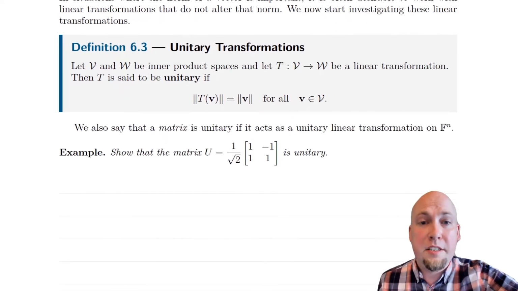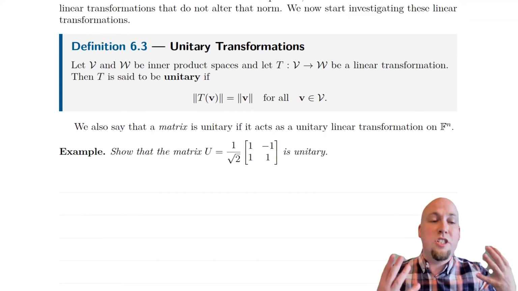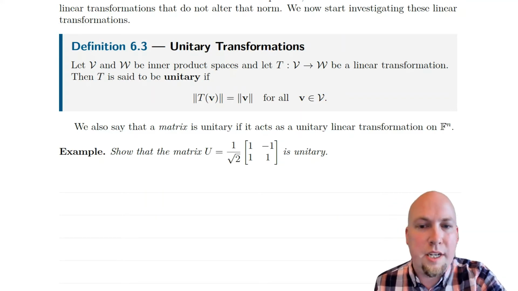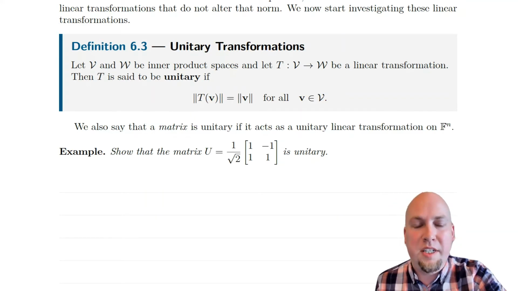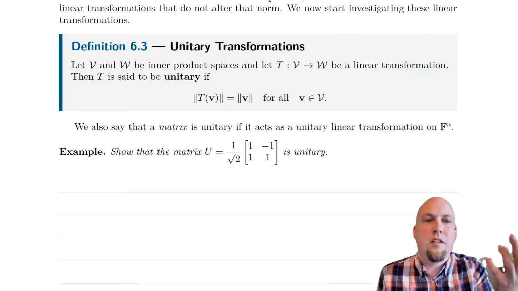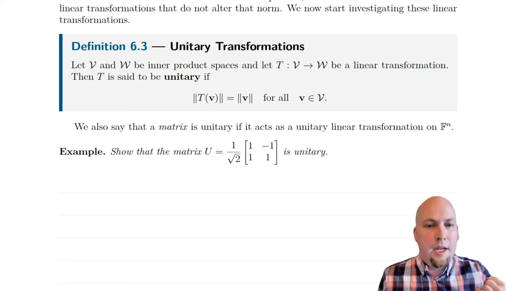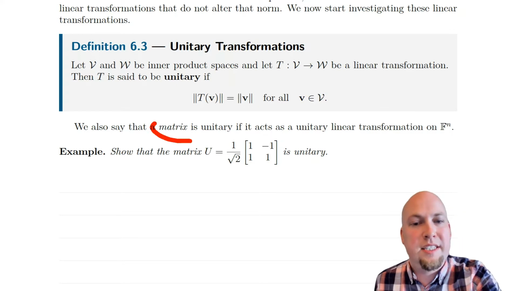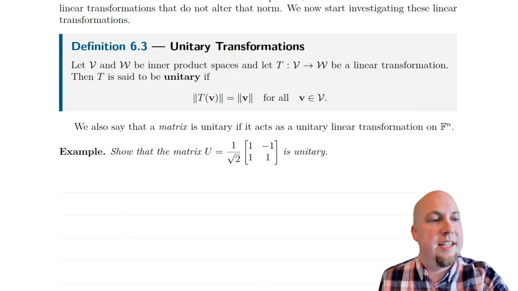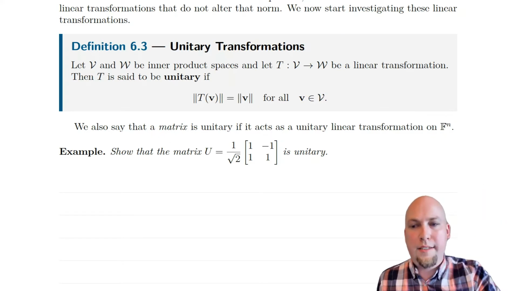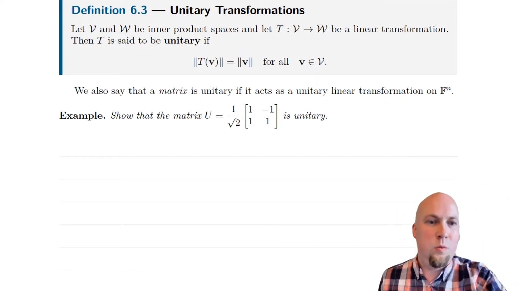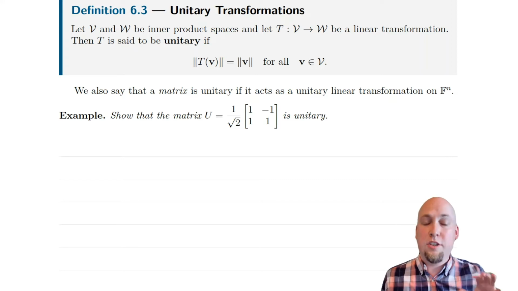Okay, so unitary transformations, they don't alter the norm. Let's just do a quick example here. And just as a brief note on notation, we also say that a matrix is unitary if the same thing holds, if it doesn't alter the norm induced by the inner product, which is just the dot product, right? If you're working on F^n, you're thinking of a matrix as a linear transformation that sends F^n to F^m. So let's show that the matrix U equals 1 over root 2 times [1, -1; 1, 1] is unitary.